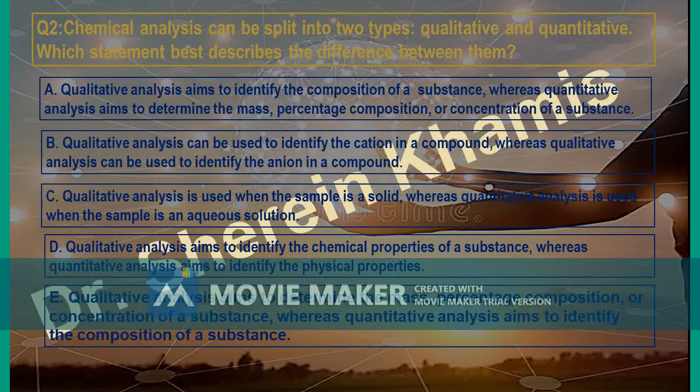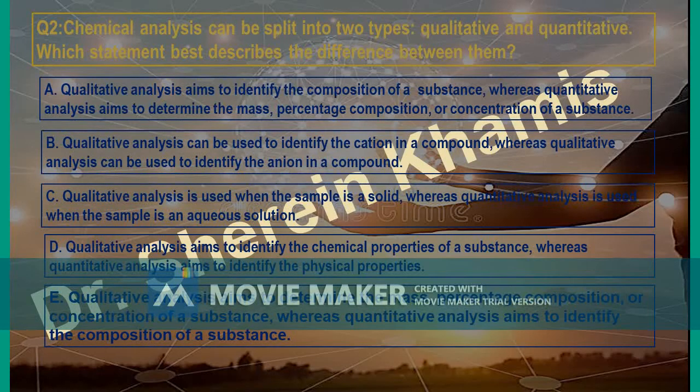Qualitative analysis can be used to identify the cation in a compound, whereas quantitative analysis can be used to identify the anion in a compound. Qualitative analysis is used when the sample is a solid, whereas quantitative analysis is used when the sample is an aqueous solution. D, qualitative analysis aims to identify the chemical properties of a substance, whereas quantitative analysis aims to identify physical properties. The last one, qualitative analysis aims to determine the mass, percentage composition, or concentration of a substance, whereas quantitative analysis aims to identify the composition of the substance.